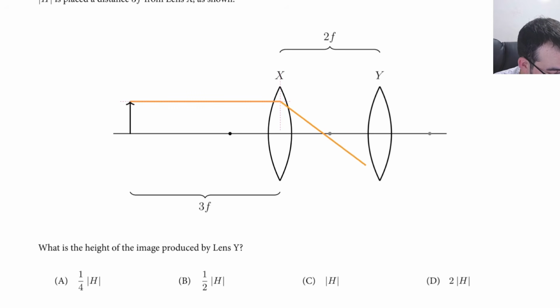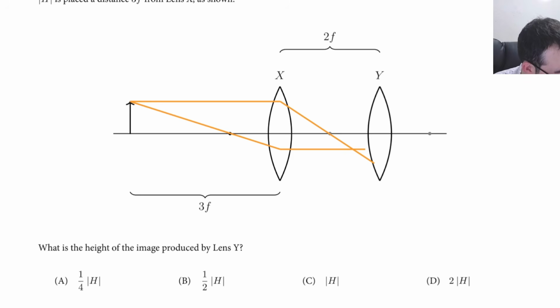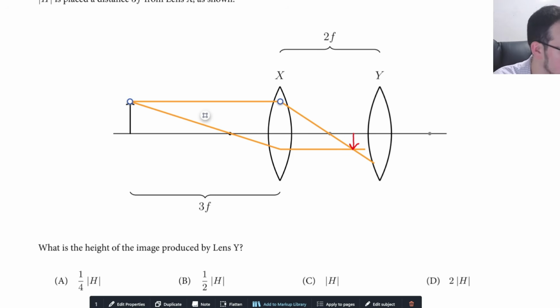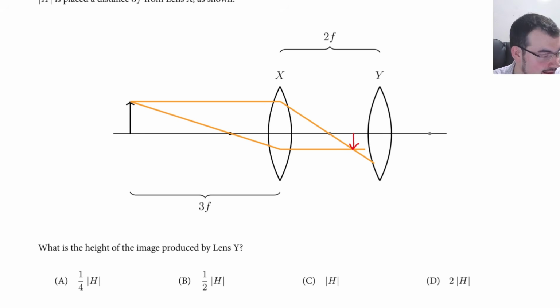Enters parallel, goes through the focus; enters through the focus, goes parallel. So I'll delete those in a second here. So that's my first one here. And then notice we're going to get a magnified upright image from Y when we do this.